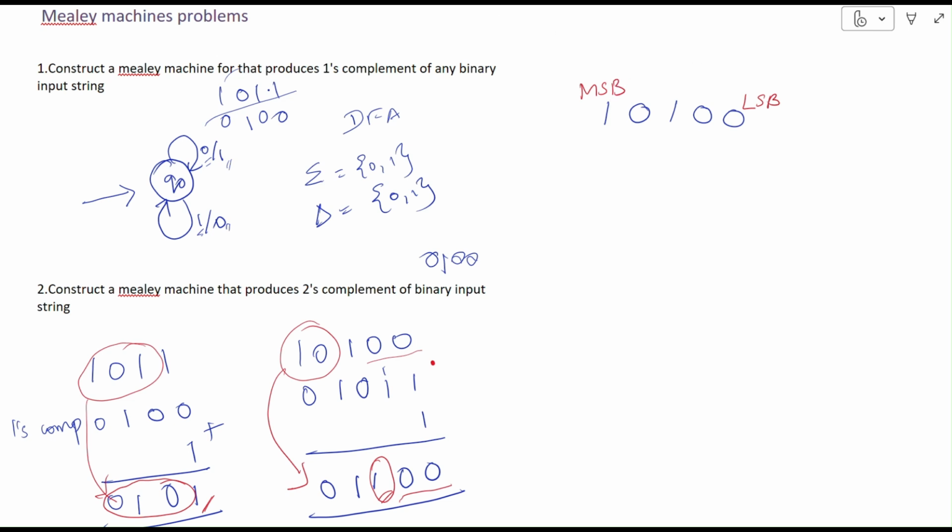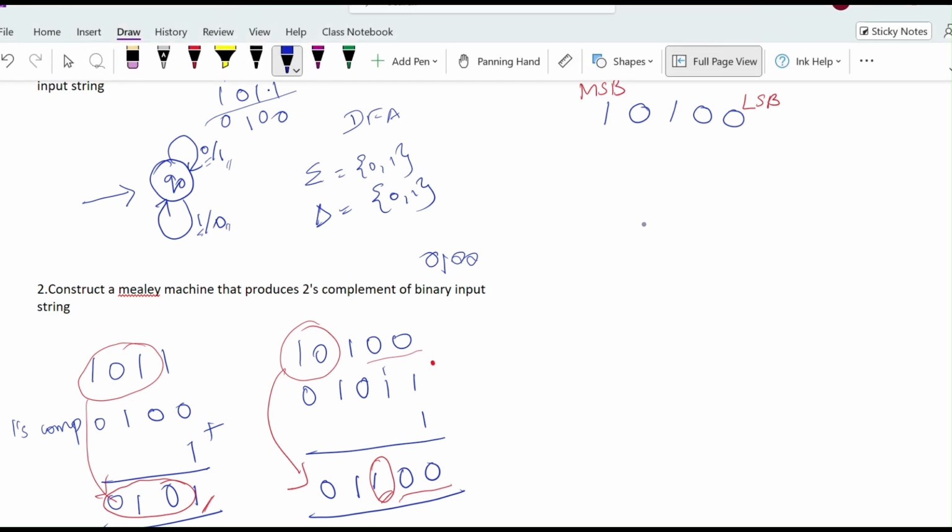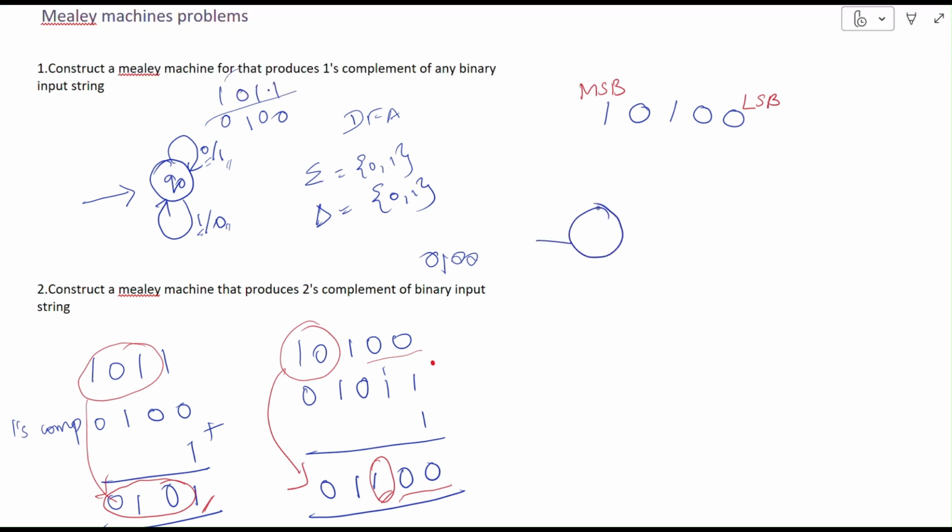So we are going to design it in such a way that whenever our machine gets a 0 from the LSB, it is going to retain it as 0. And whenever it gets the first 1, it is going to give the output as 1. And whenever it gets any other input after this, it is going to complement it. If it is getting 0, it is going to give the output as 1. If it is 1, it is going to give the output as 0. So this is our Mealy machine.